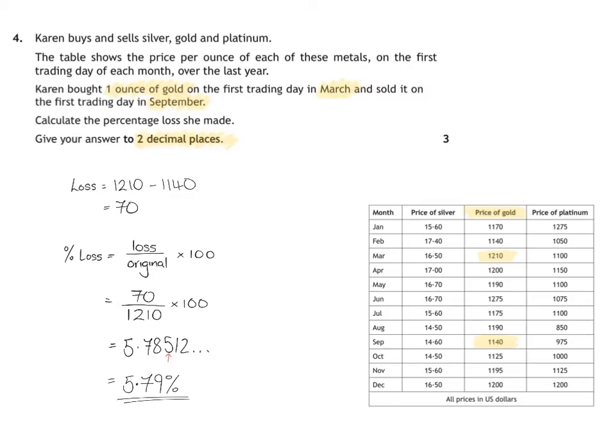So marks for this question. The first mark is for correctly getting the 1,210 and the 1,140, so it's for both of those values there. Our second mark is for knowing that we have to do the subtraction, so the 70 over the 1,210 times 100. And our last mark is for getting our answer and rounding it to our correct number of decimal places that were asked for.